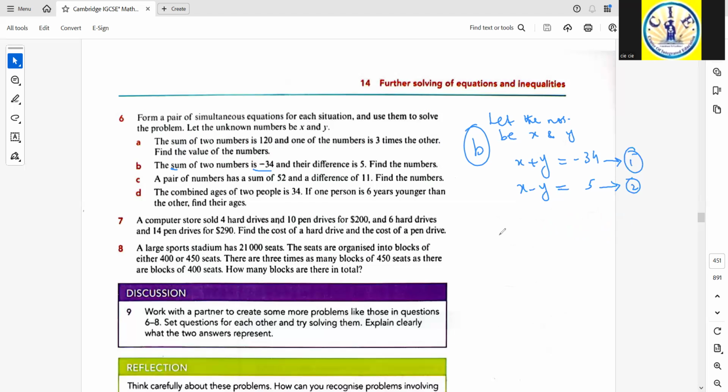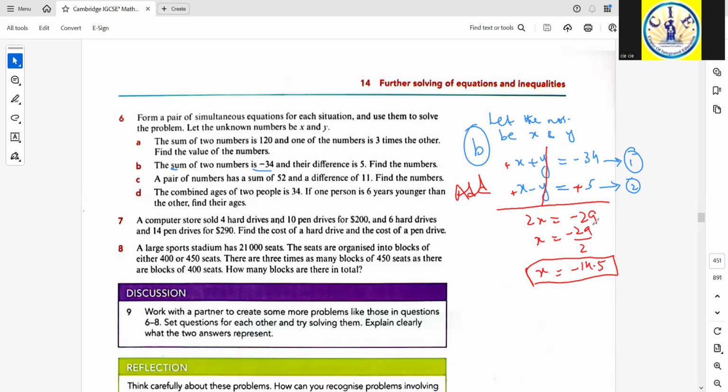Now we need to add both of these equations. Adding them together, positive y gets cancelled out with negative y, and positive x plus x is 2x, and negative 34 plus 5 is negative 29. So the value of x is negative 29 by 2, that is negative 14.5. The value of x is this.